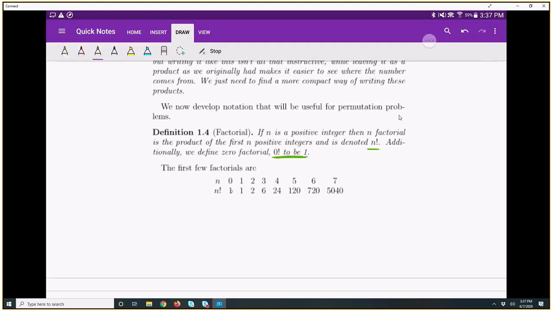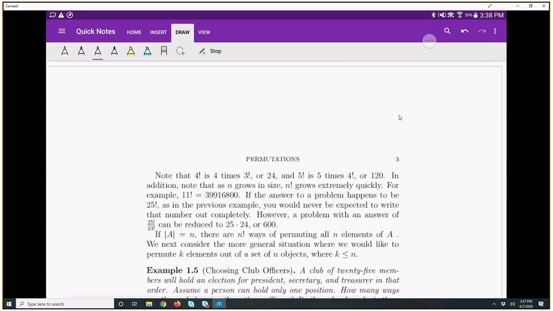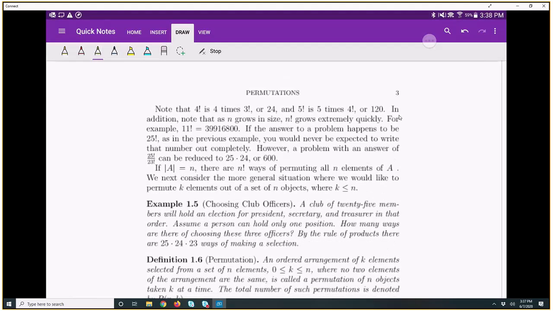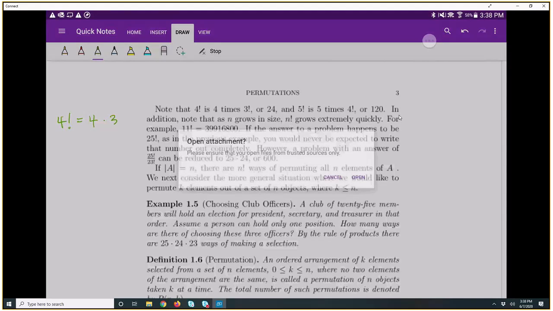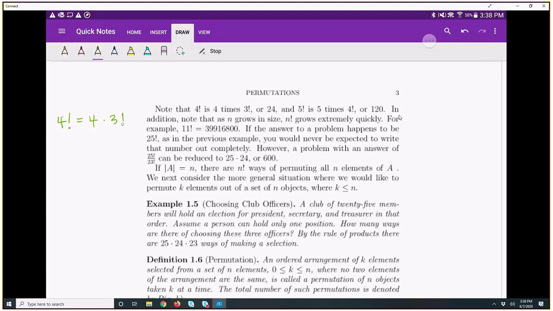So the first few factorials can be seen here. 0 factorial is 1. 1 factorial is 1. 2 factorial is 2. 3 factorial is 6, because it's 3 times 2 times 1. 4 factorial is 24, and so on. One other important thing to notice is that 4 factorial is 4 times 3 factorial, and 5 factorial is 5 times 4 factorial. And these numbers grow extremely quickly.